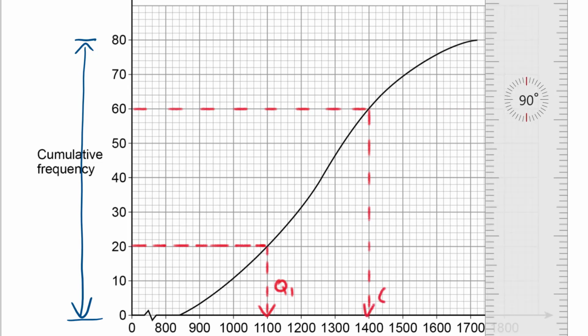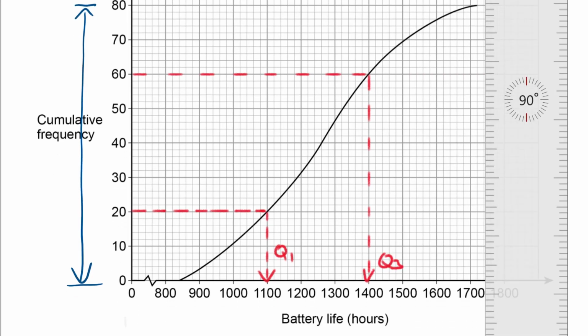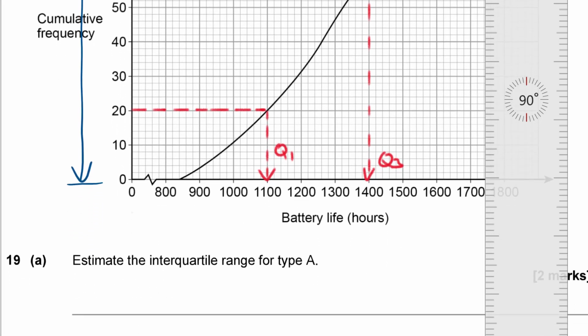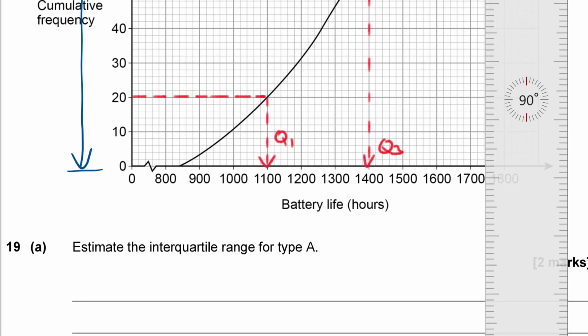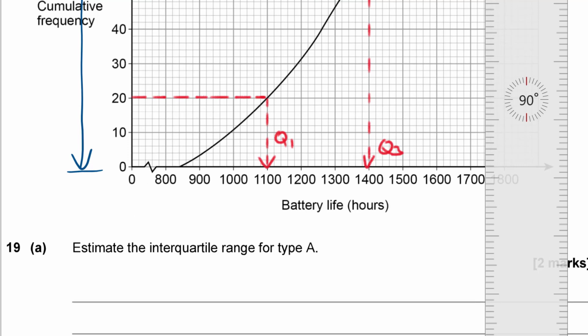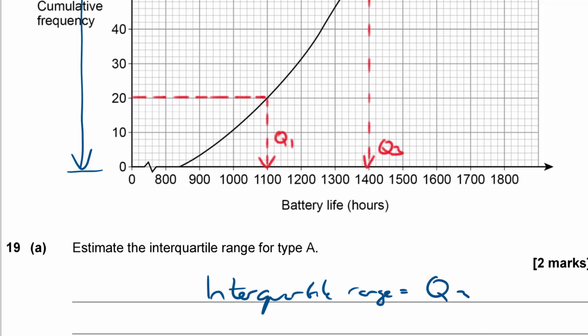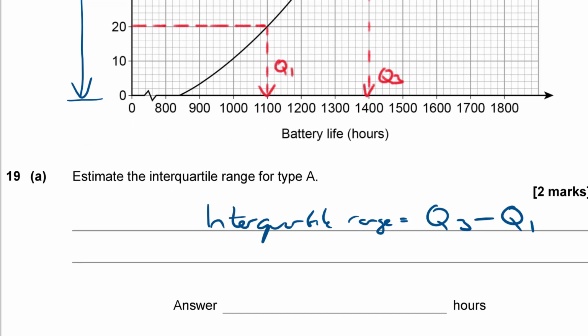That's Q3, which is 3/4 of the way through. Q2 is the median. So Q1 is the lower quartile, Q3 is the upper quartile, and then the interquartile range is the distance between those. Interquartile range, which is Q3 minus Q1. So from my graph, I can see that Q3 is 1400 and Q1 is 1100, and 1400 minus 1100 is 300.